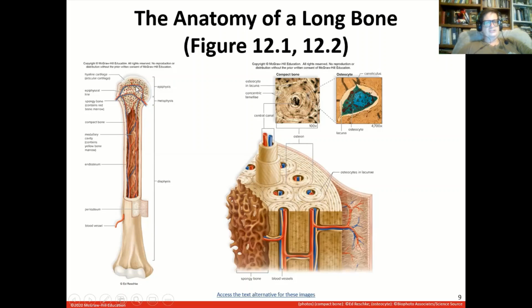Okay, spongy bone is what you have on the ends of the bone. On both sides of the growth plate, you have some spongy bone going on. And spongy bone, remember, is more likely to have red marrow than yellow marrow, especially in the adult.